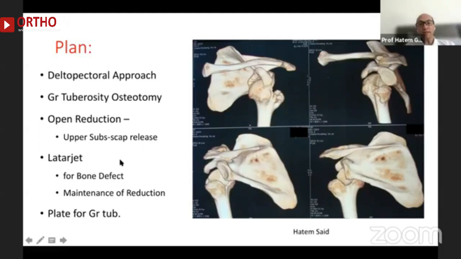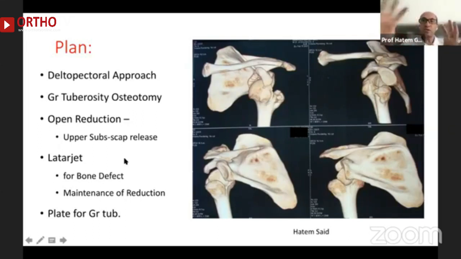Now, lateral J has two benefits. One, if you have an extensive bone loss of the glenoid, which you may or may not have. But even if you don't have bone loss, in all these chronic cases I plan to do a lateral J, because you need something to push the humeral head backwards.